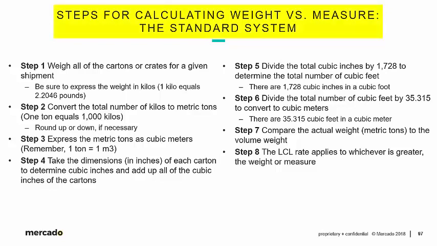Step 1 for calculating weight or measure using the standard system. Weigh all of the cartons or crates for a given shipment. Be sure to express the weight in kilos, recalling that 1 kilo equals 2.2046 pounds. Step 2. Convert the total number of kilos to metric tons, also recalling that 1 ton equals 1,000 kilos, and round up or down if necessary, bearing in mind that 10,000 kilos, for example, equals 10 tons.